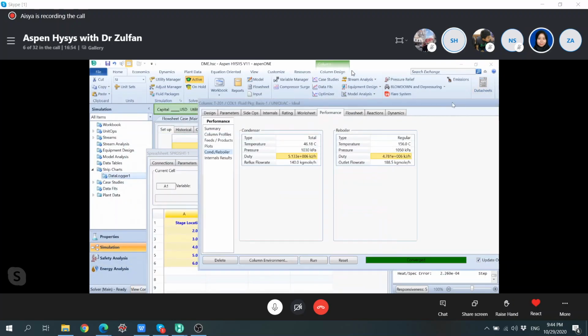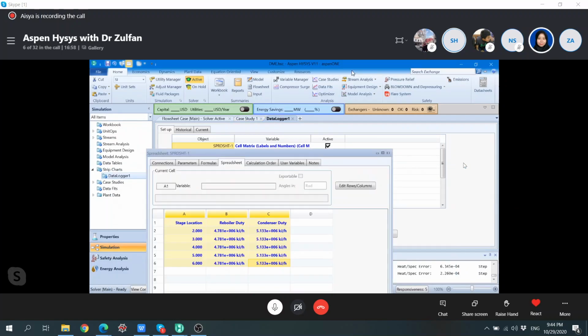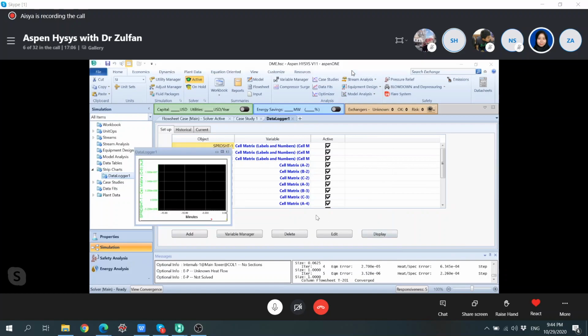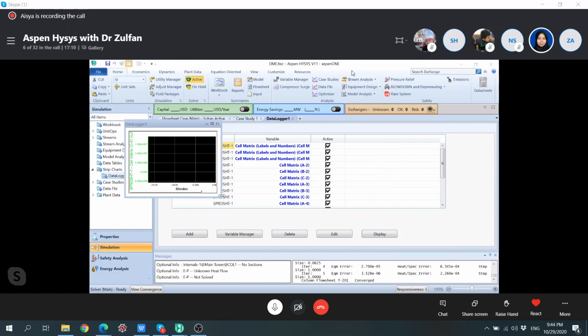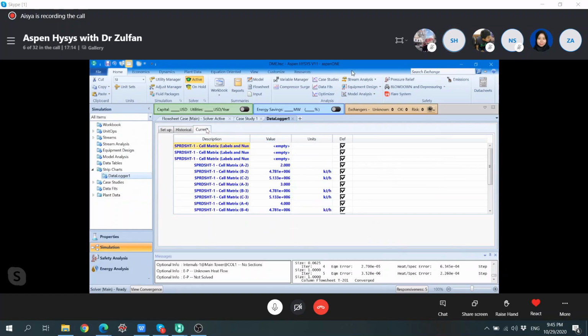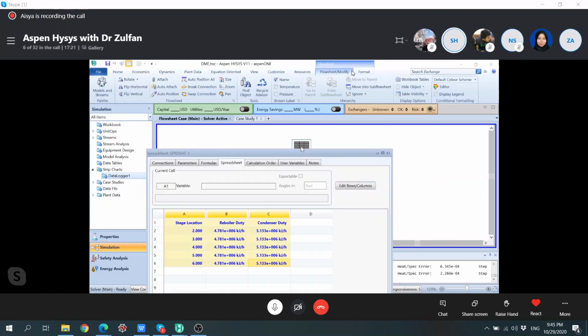Nothing yet. Let's see. Data logger. Show it. Display. Try. There is nothing. Yeah, no. This data logger is more like if you do dynamic simulation. It is there, but not okay. So let's just go back to that spreadsheet and see how they differ.